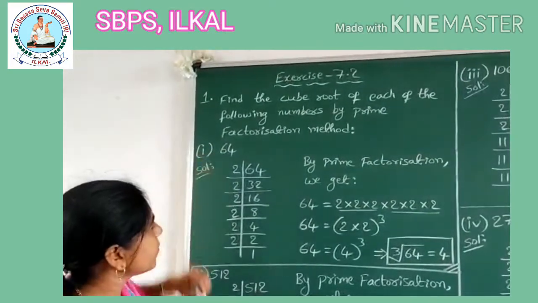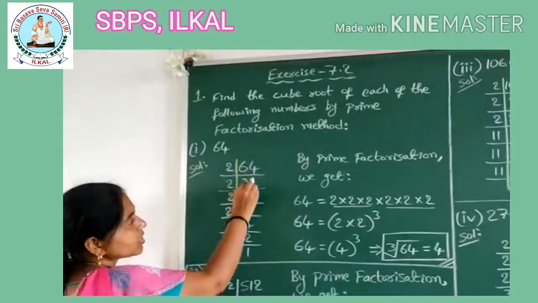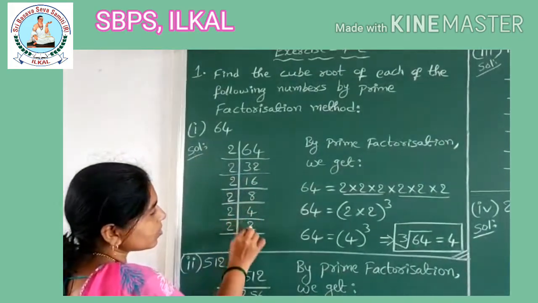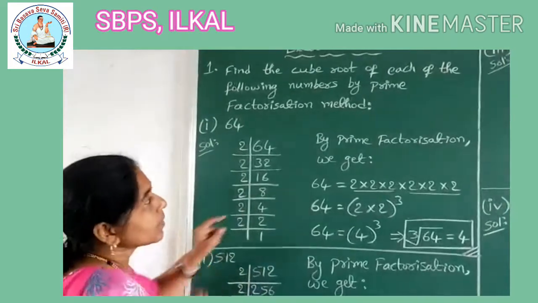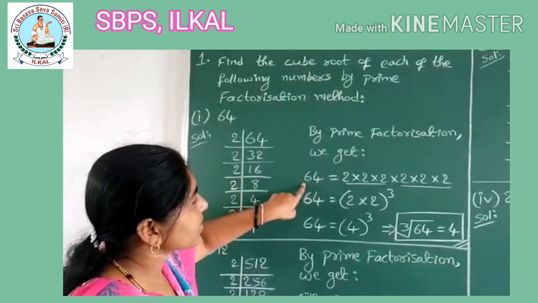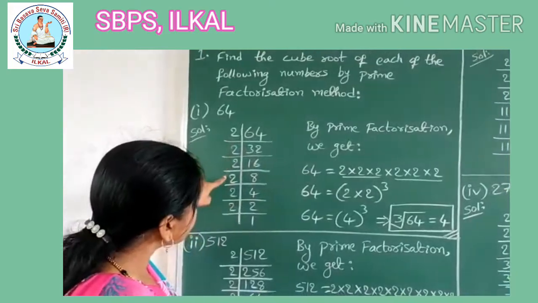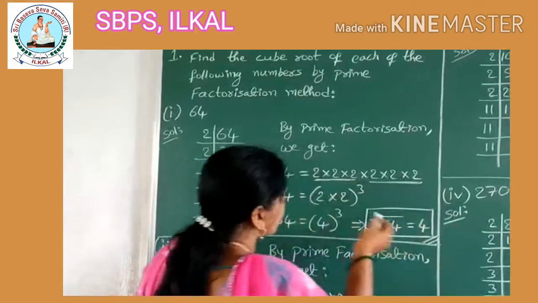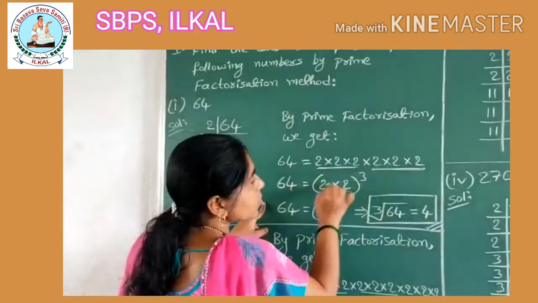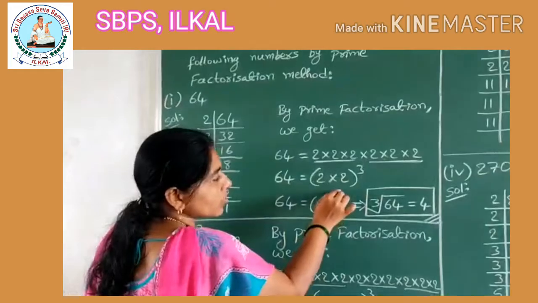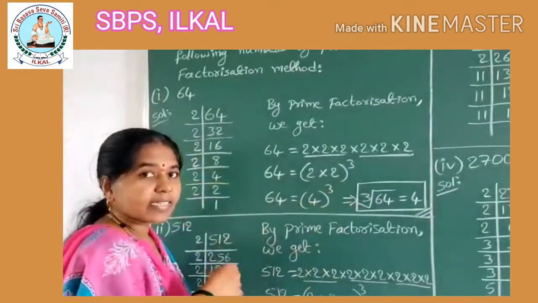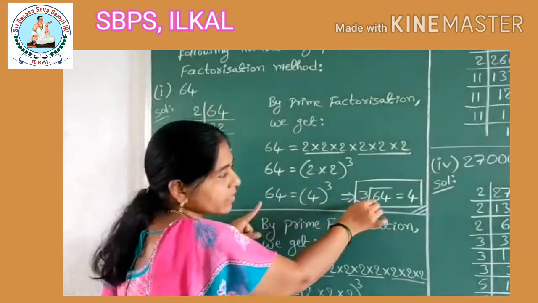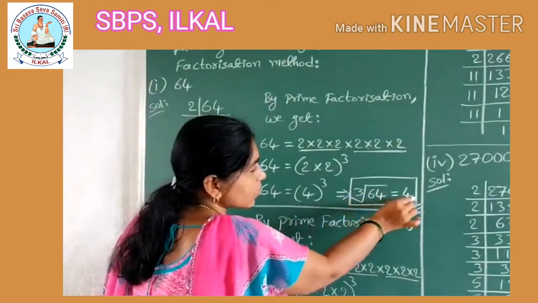First question, 64. Dividing by 2 repeatedly, by prime factorization we get 64 is equal to 2 into 2 into 2 into 2 into 2 into 2. After writing, make 3 groups, group of 3. Then 64 is equal to 2 into 2 whole cube. Then 64 is equal to 4 cube. They asked us to write it as a cube, children. Cube root means this 3 when you transpose it will become cube root of 64. Means cube root of 64 is equal to 4.